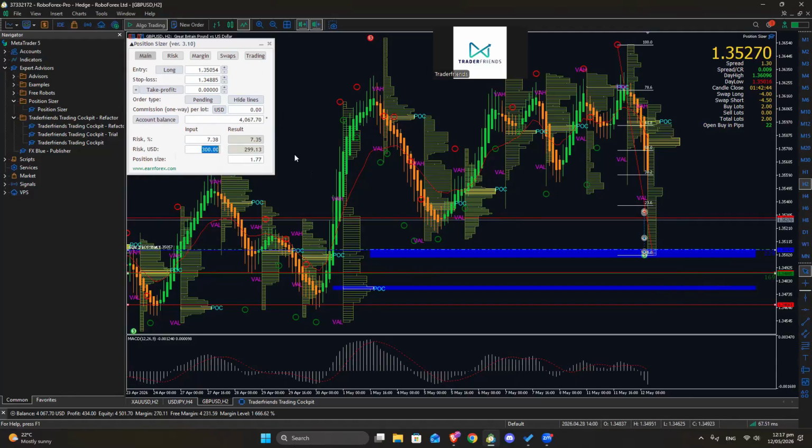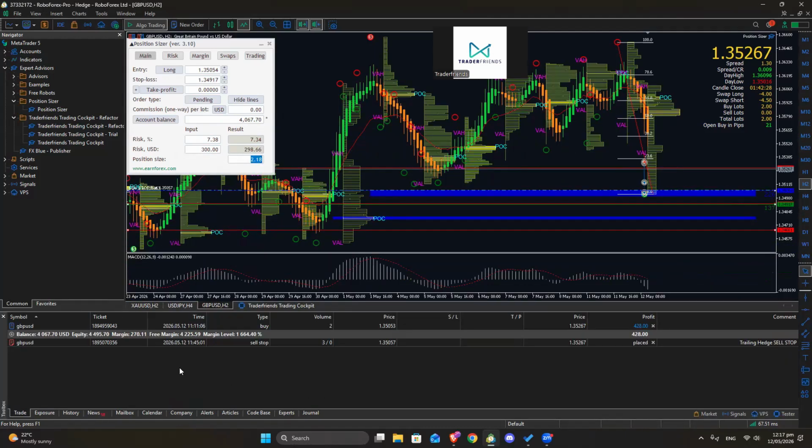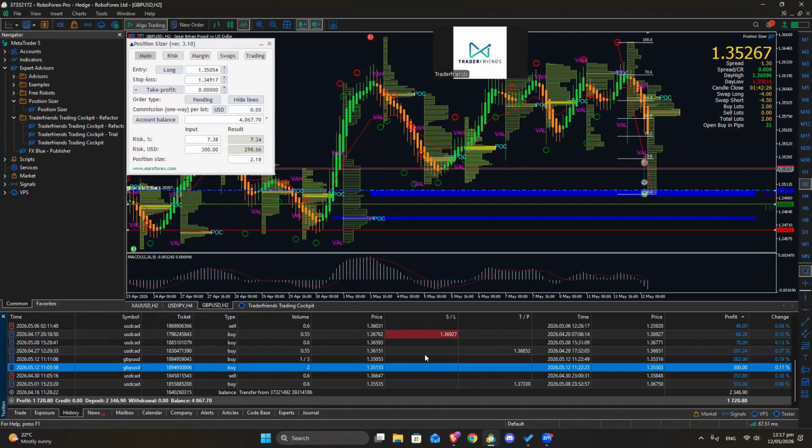Okay. So I probably risked, like my stop loss was maybe a little bit higher like this. And there you go. It's roundabout 2 lots. And this is exactly the lot size that I was putting. Like I was putting 2 lots. You can see in my history here.